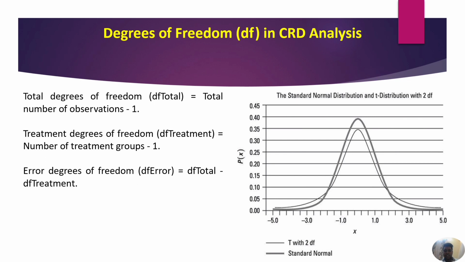Now let's see the next. Degrees of freedom in CRD analysis. The total degrees of freedom (df total) is equal to the total number of observations minus 1. Treatment degrees of freedom is equal to the number of treatment groups minus 1. Error degrees of freedom is equal to df total minus df treatment. As you can see on the right-hand side, I have put a graphical representation of the standard normal distribution and the t distribution with 2 df.